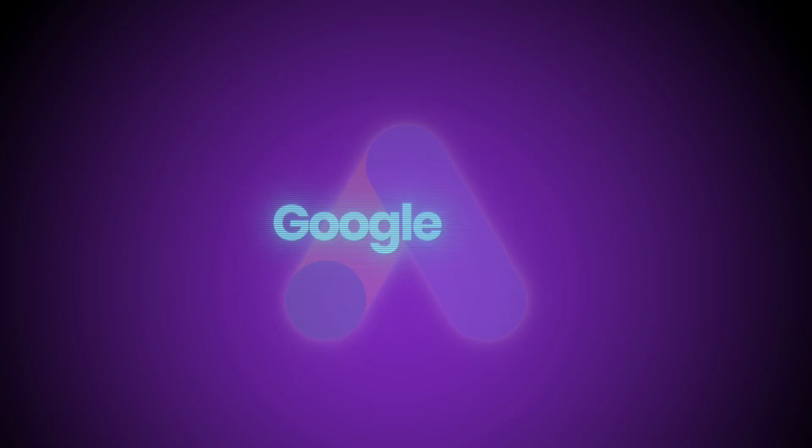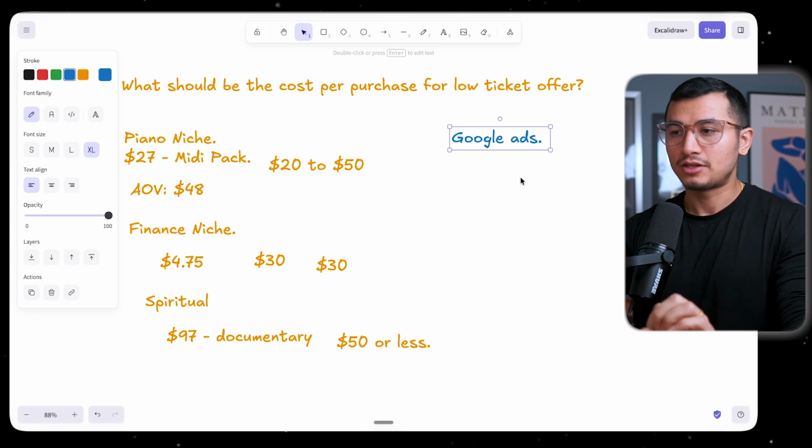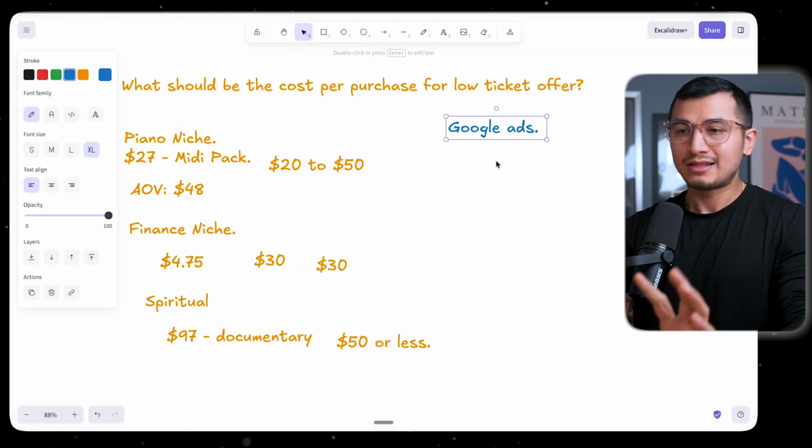So let's talk about Google Ads a bit. Google Ads is kind of the same as Meta Ads. Again, the difference is that it just takes a little bit longer and you have to use tons of video. We see kind of the same CPM.